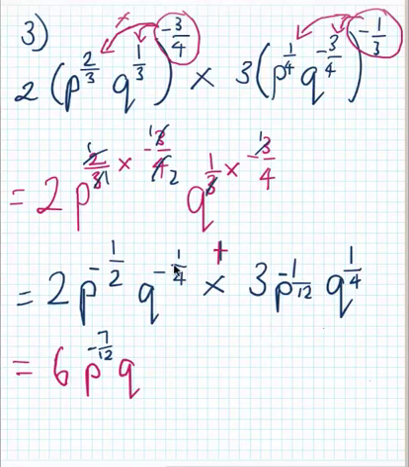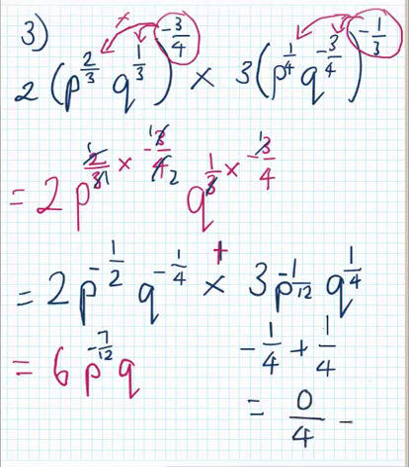Now for q, look at the powers of q. We've got a negative quarter on this side. That comes first, plus the power here is a quarter. They have the same denominators, and let's have a look. Minus 1 plus 1 gives us 0. So we have 0 over 4, and 0 divided by 4 is 0. So the power of q is actually 0. And we know that anything to the power of 0 is 1.